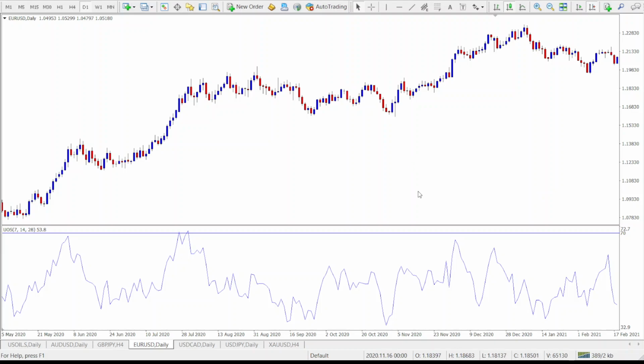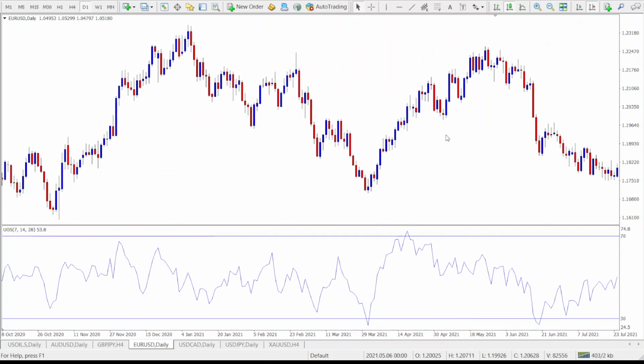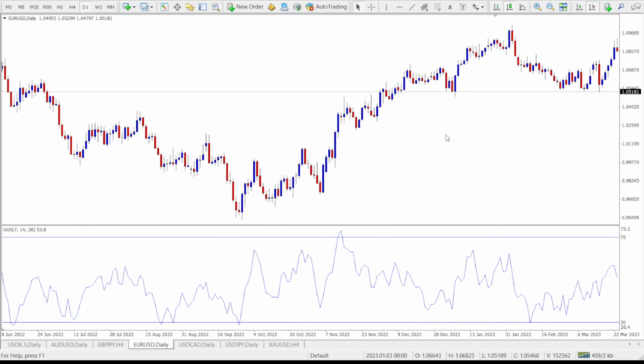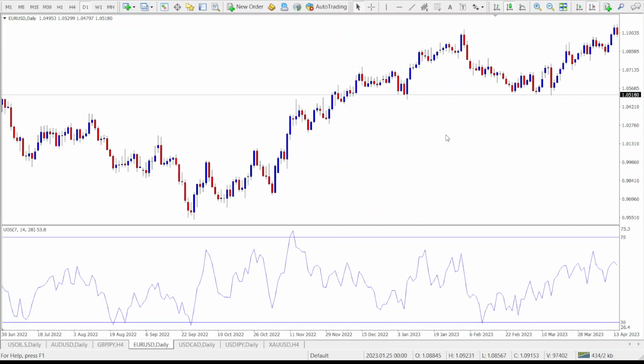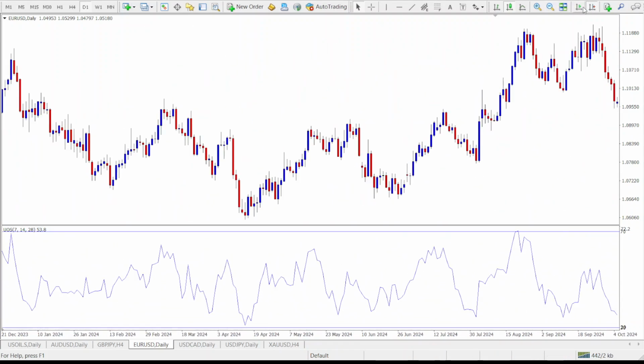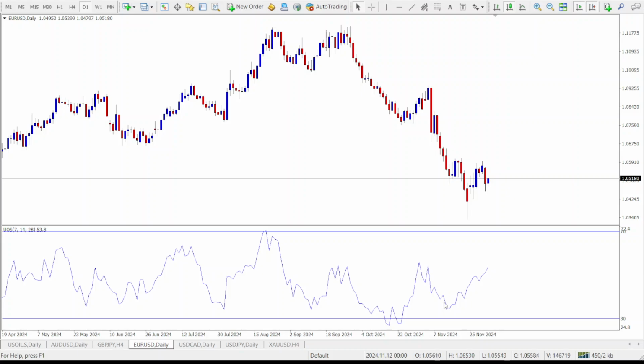Like I said, it is a momentum oscillator. So how do you use this indicator to get precise buy and sell signals from the market? The first thing you have to do is to look at the position of the indicator with respect to the 70 level and the 30 level.